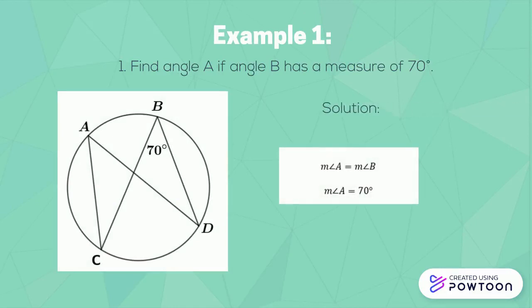Well, since angle A and angle B share an intercepted arc CD, then we can say that the measure of angle A is equal to the measure of angle B. Therefore, the measure of angle A is 70 degrees.